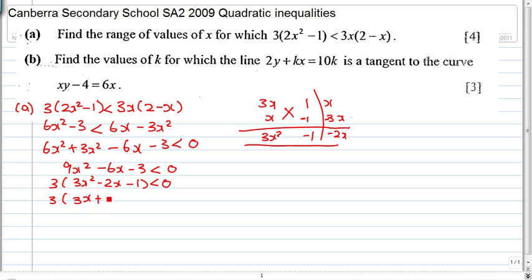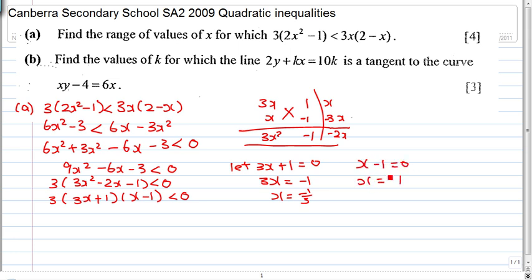(3x plus 1)(x minus 1) less than 0. We want to find out where it cuts the x-intercept. So let 3x plus 1 equals 0, 3x equals minus 1, x equals minus 1/3. Let x minus 1 equals 0, x equals 1. And we know the shape of the curve is a smiling shape, because the coefficient of x squared is positive, which is 9.